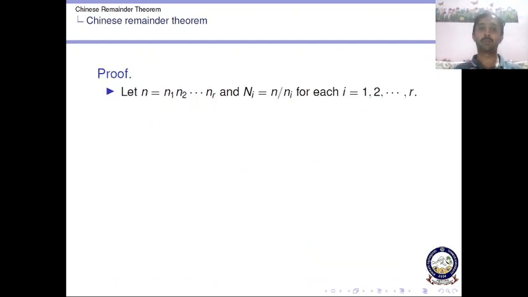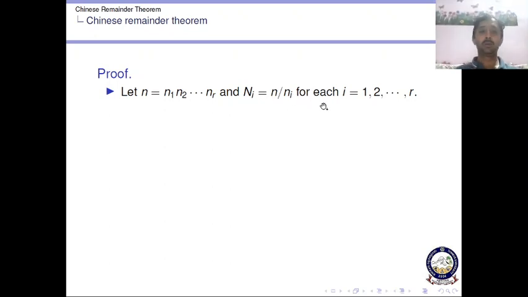The proof for this goes as follows. To begin with, we'll take n to be equal to the product of all ni's, n1 into etc. nr, and we'll also take capital Ni equal to n divided by ni for each i equal to 1, 2, 3 etc. r. Here this means that capital N1 is basically n divided by n1, which is the product n1 into etc. nr except n1. So capital N1 will be equal to n2, n3 etc. into nr. The same way capital N2 is going to be equal to n1, n3, n4 etc. nr and so on. So each capital Ni will be the product of all ni's except the corresponding small ni.